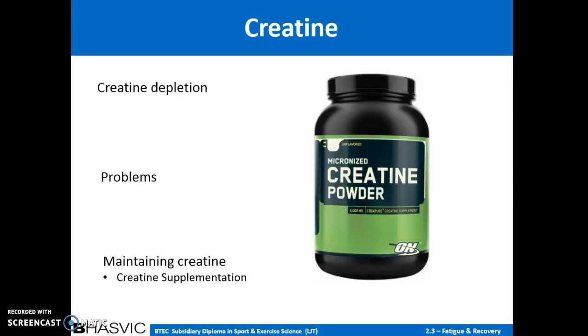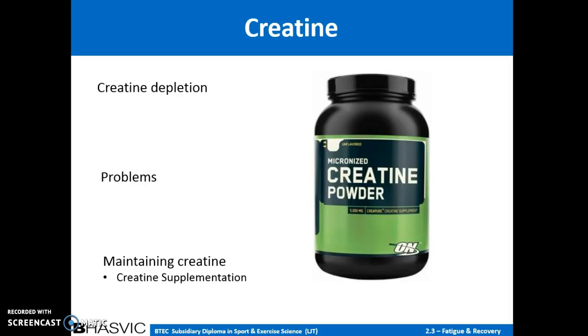When you start out of the blocks, you'll be using your ATP-PC system for around 3 to 10 seconds of that race, which is good for the time being as your ATP is able to resynthesize. However, after those seconds, your body will run out of this creatine needed to break down the ATP and resynthesize the ATP, and this will result in you using your lactic acid system, where you'll begin resynthesizing ATP again, but creating the byproduct of lactic acid. This lactic acid will inhibit the enzymes breaking down the glucose and glycogen, making the system less efficient.